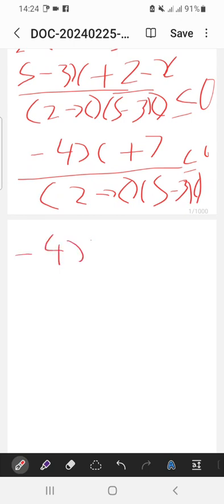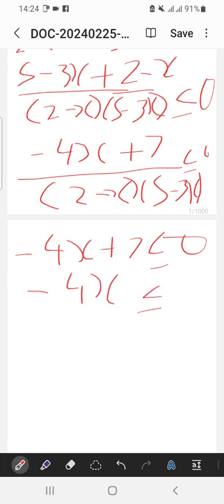So minus 4x plus 7 must be less than or equal to 0. Minus 4x is less than or equal to minus 7. And then change signs because you're dividing by negative. That's x greater than or equal to 7 over 4.